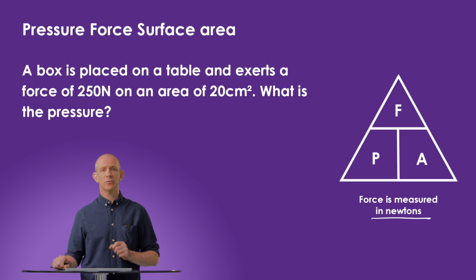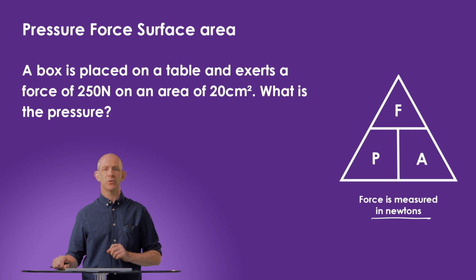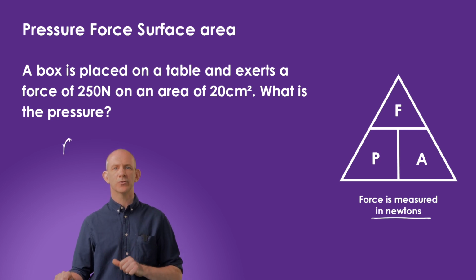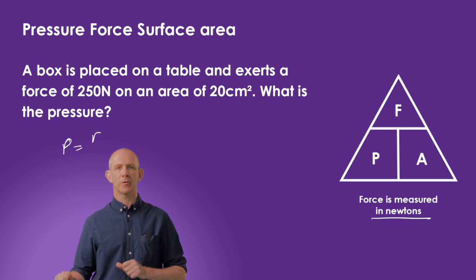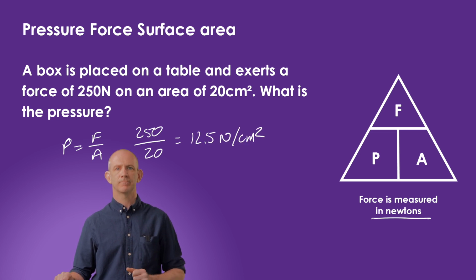In this first question, we have a box that's placed on a table. It exerts a force of 250 newtons on an area of 20 centimeters squared. If we look at our triangle, we can see that force is on the top with pressure and area on the bottom corners. So pressure equals force divided by area. So 250 divided by 20 will give us 12.5 newtons per centimetre squared.